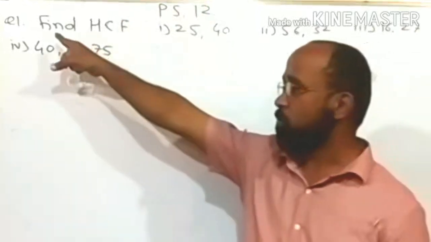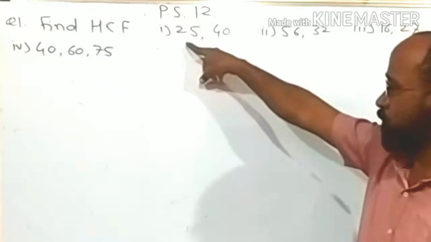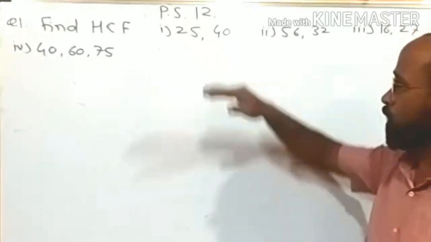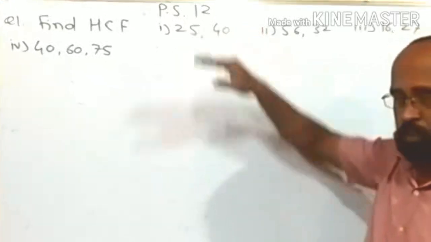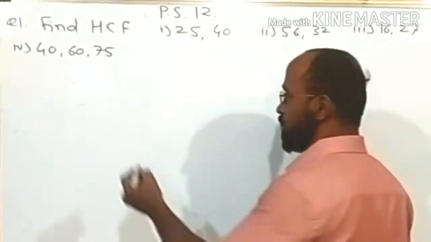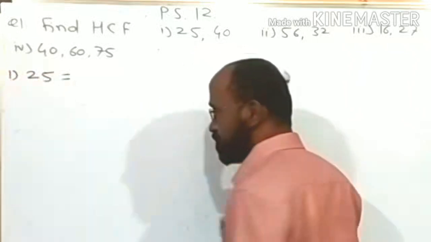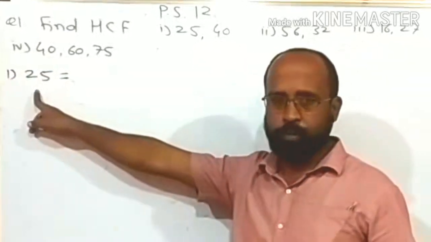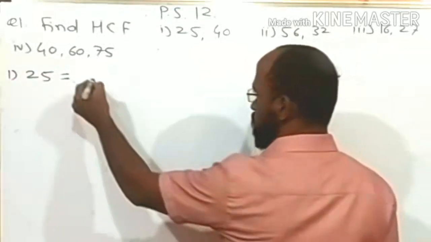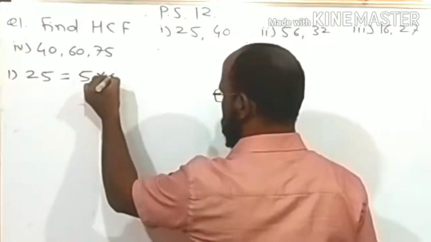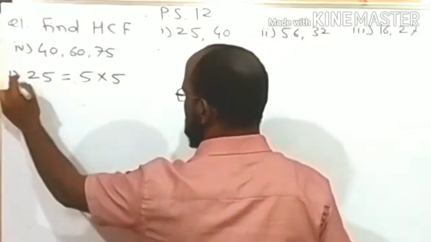Practice set 12 question number 1 is find HCF. Sub question: 25 and 40. We have to find out HCF, highest common factor, between these two numbers. See what is the method. Method is, first write down the first number 25 and factorize it. So what are the prime factors of 25? 25 is nothing but 5 multiplied by 5. 5 fives are 25. Second number is 40.